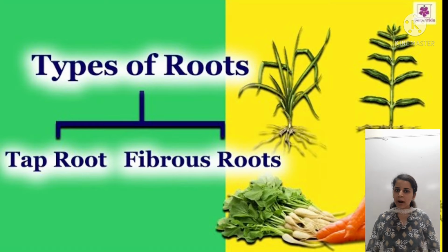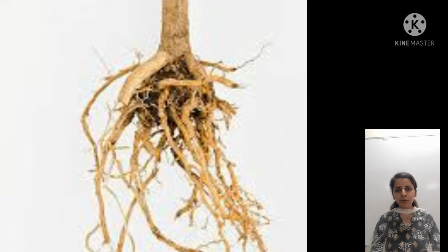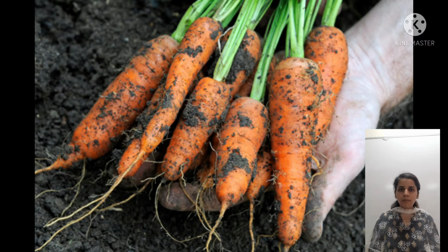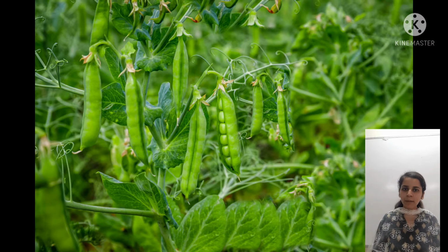So students, the part of a plant that remains under the ground, that is called root system, and we have two types of root system. First one is taproot and second one is fibrous root. So students, what is a taproot? In taproot, the main root grows from the end of the stem and thin branches grow from the main root. For example, carrot, radish, beetroot and pea, all these plants have taproot.